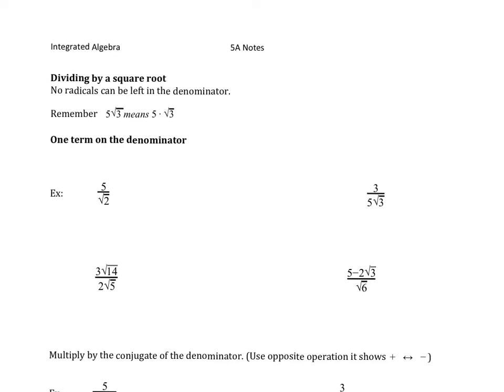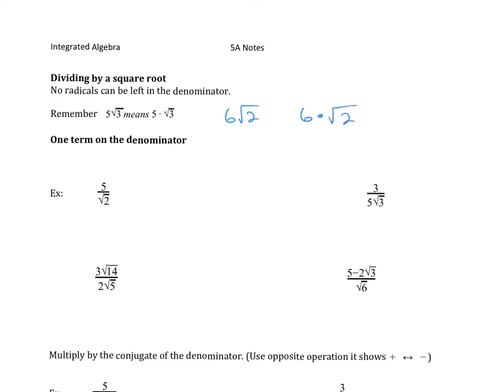Today we're going to look at the last topic of Unit 5A. I'm going over dividing by square roots and trying to get those radical symbols out of your denominator. As we talk about that, just remember that anytime we have 5 radical 3, that really just means you're multiplying 5 times the square root of 3. Another example is 6 radical 2, which is the same thing as 6 being multiplied times the square root of 2.